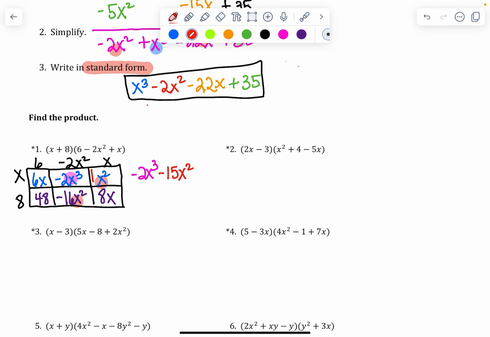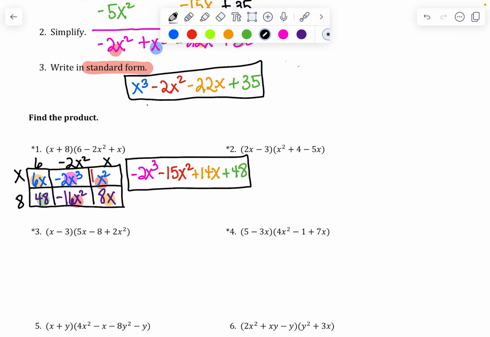Then I'm going to do anything that just has a normal x, which would be this 6x and this 8x. When you combine those, you would get 14x. And then that leaves the very last thing, which is just this 48, and that will go at the end. And that is my answer for number 1.